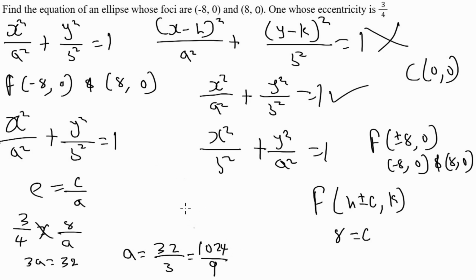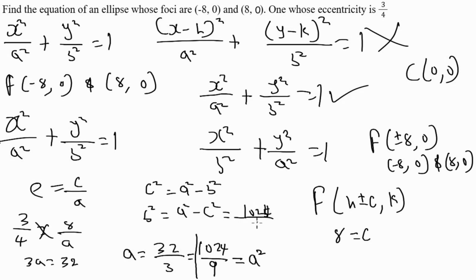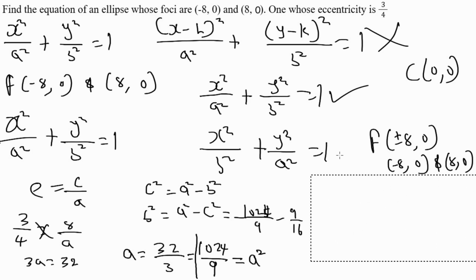So basically now we need the value of B squared. Now we said that C squared is equal to A squared minus B squared. Now if we solve for B squared, it will be equal to A squared minus C squared. C is 3 over 4, and that will be A squared is 1024 divided by 9 minus. If we square 3 over 4, that will be 9 over 16. We need to find the LCM. Hope you are following, please.